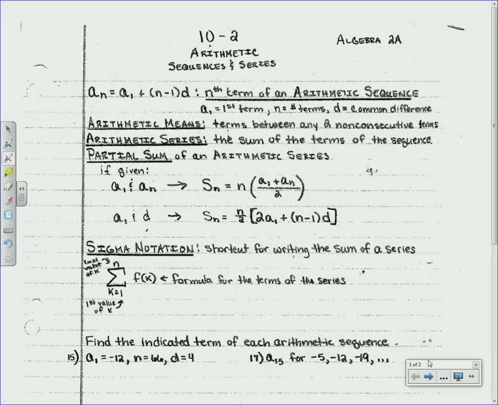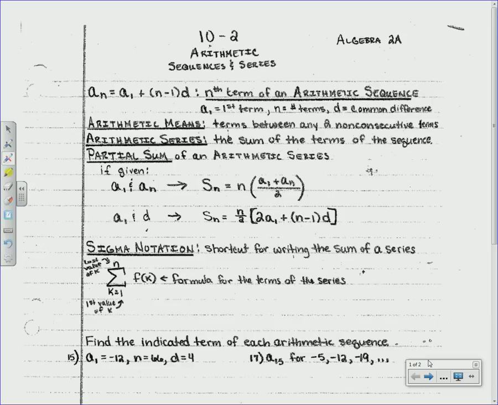n is for the nth term of an arithmetic sequence. So like I said, if you're trying to find the 100th term, you don't want to write 2, 4, 6, 8, 10 until you get to the 100th one. This helps you get there a lot quicker, okay? a sub 1 is your first term. That's what it stands for, right? n is the number of terms.